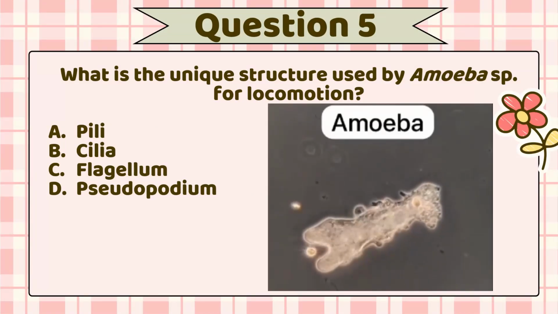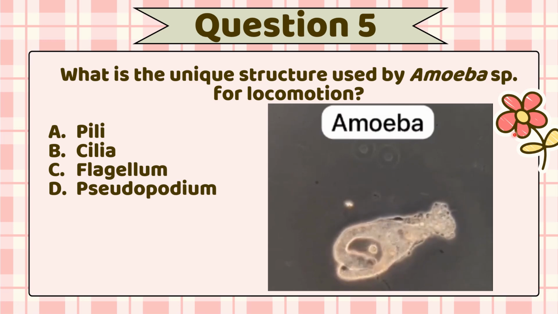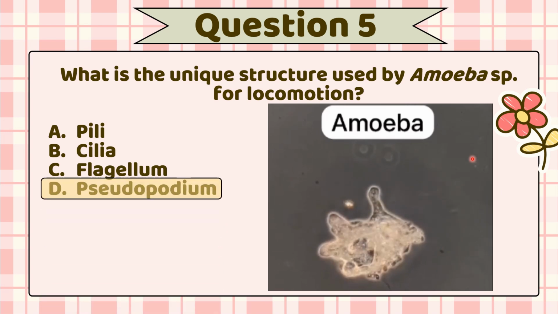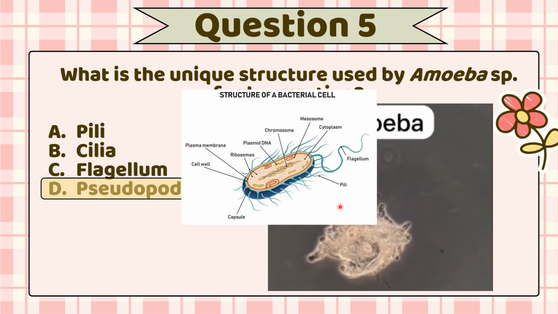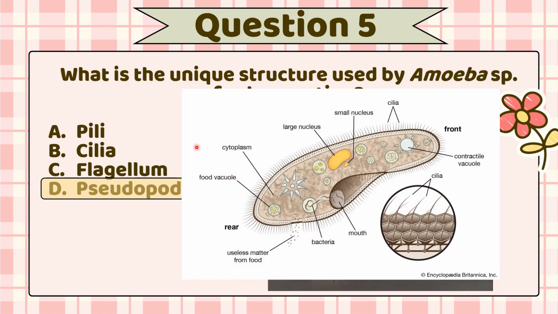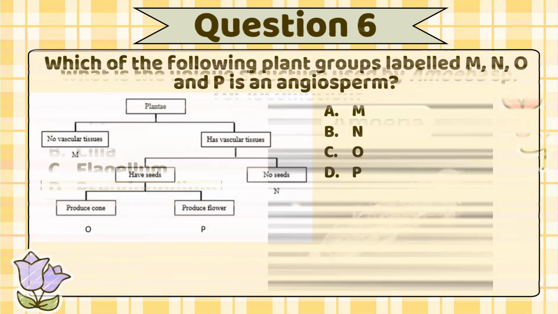Question 5. What is the unique structure used by amoeba species for locomotion? As you can see in this video, amoeba is eating bacteria by using D, pseudopodium. How about pili? Pili is actually a structure that can be found on bacteria cells. Cilia is a structure used by Paramecium for it to move. Flagellum is the structure used by Euglena for it to move. Euglena falls under phylum Euglenophyta.